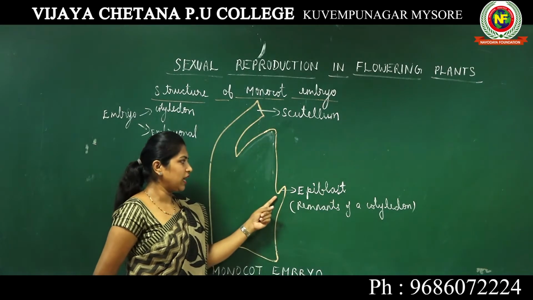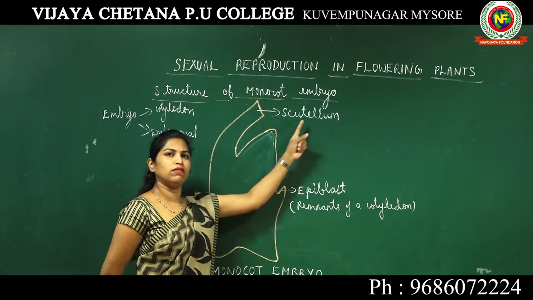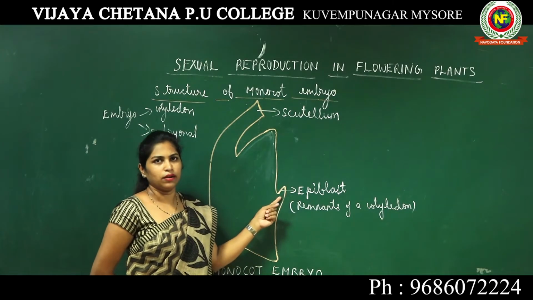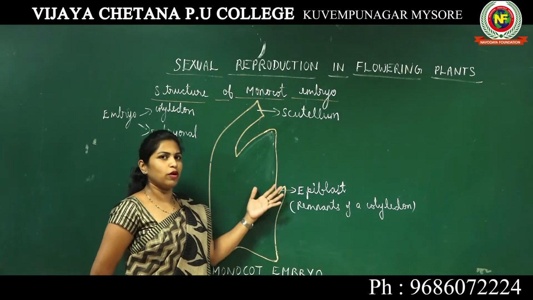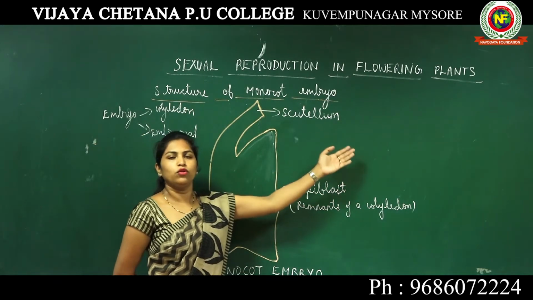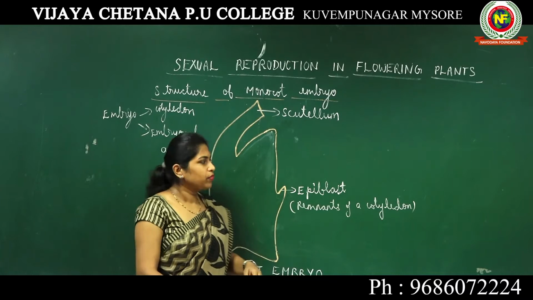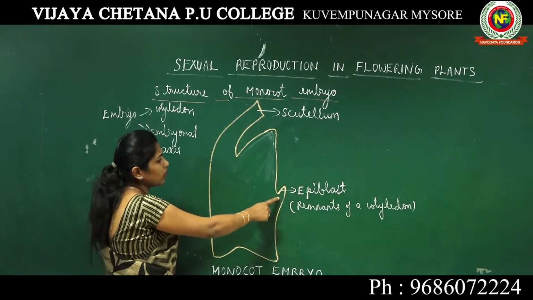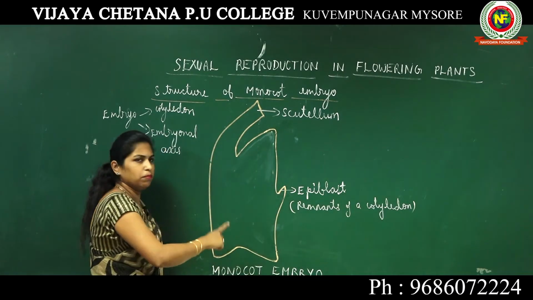If given a chance, this epiblast could have developed into a new cotyledon. In that particular scenario, it would have become a dicotyledon. Since this is a monocotyledon, epiblast doesn't grow to form a new cotyledon. So this is the epiblast region of the embryo.